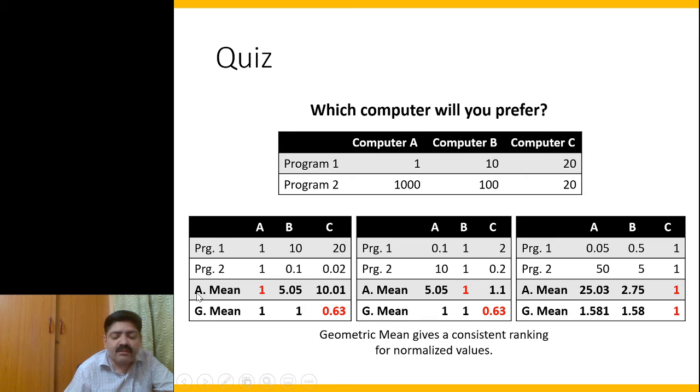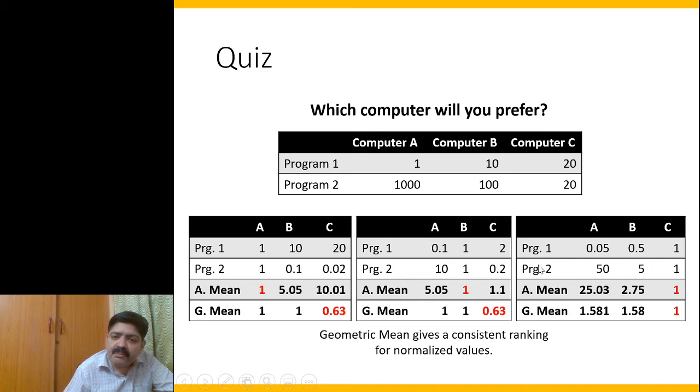So now if I compute the arithmetic mean of both and the geometric mean of both, these are the numbers that you would get. I could also normalize based on computer B. So let's make computer B's values 1, meaning let's divide the first row by 10 and the second row by 100. And then I get 1 for computer B. And now accordingly, the other numbers change. And then I can go ahead and compute the arithmetic mean and geometric mean again.